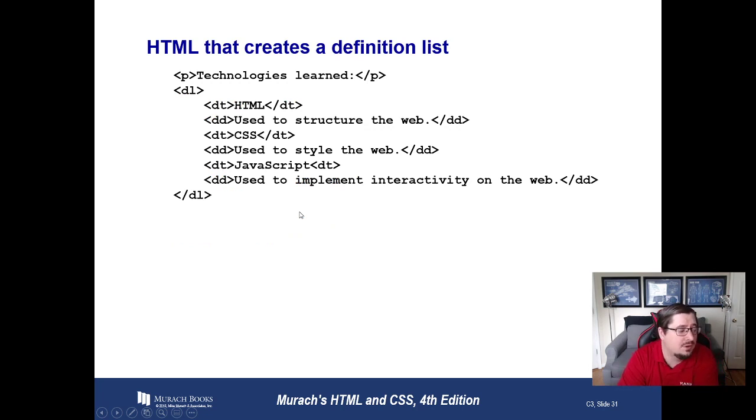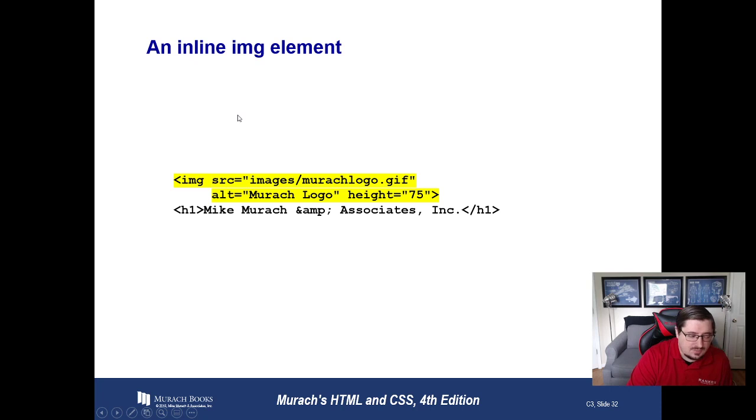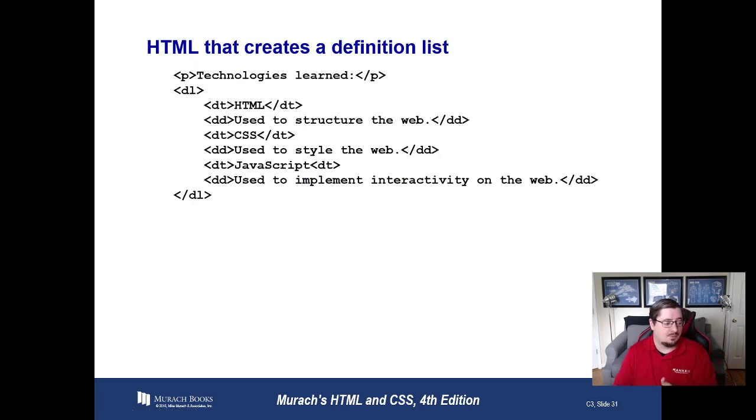Another kind of list that we can create, which is new in HTML5, is something called a definition list. It starts with a DL and it ends with a DL tag. But inside of there, we have two kinds of tags. We have a DT for definition term and DD for definition description. So what it's meant for is saying, here's a term, here's a description, here's a term, here's a description. It's actually used for a lot of things beyond that because it's a generally useful thing.